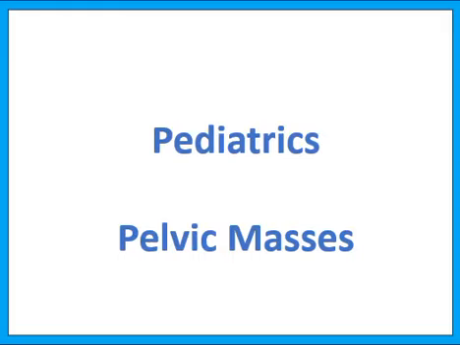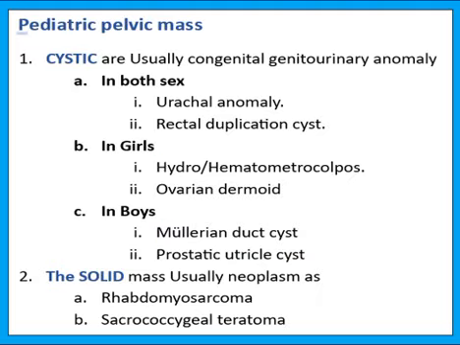We start with the lecture on pediatric pelvic mass, which is divided into cystic and solid masses. The cystic masses are usually congenital genitourinary anomalies. First, in both sexes: urachal anomaly and rectal duplication cyst. Second, in girls: hydrohematometrocolpos and ovarian dermoid. Last, in boys: Mullerian duct cyst and prostatic utricle cyst.